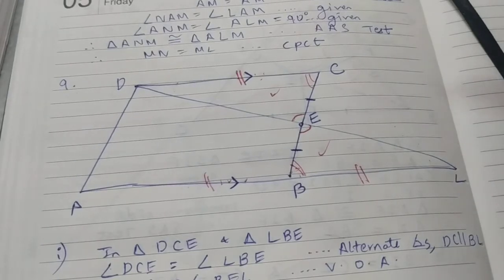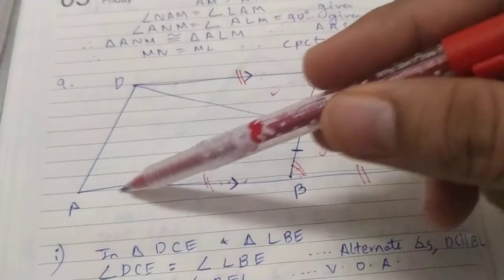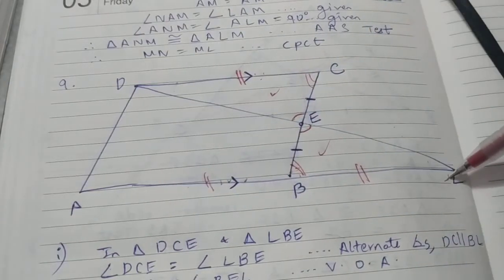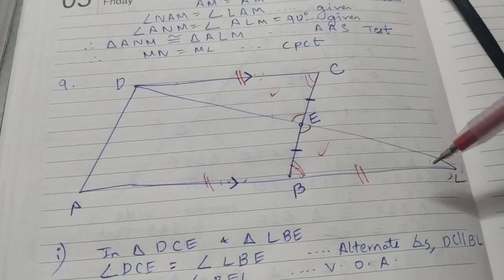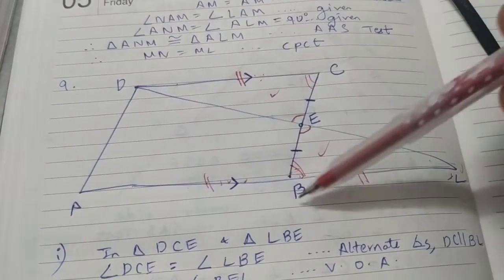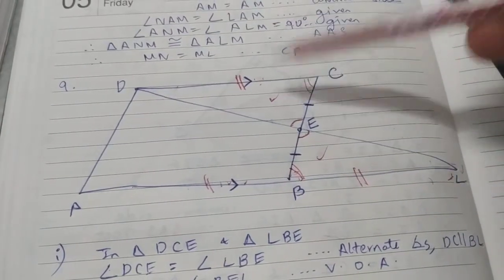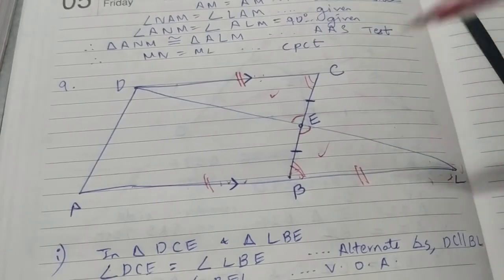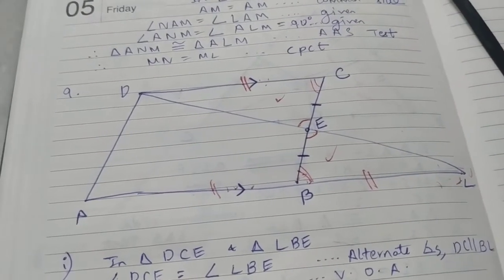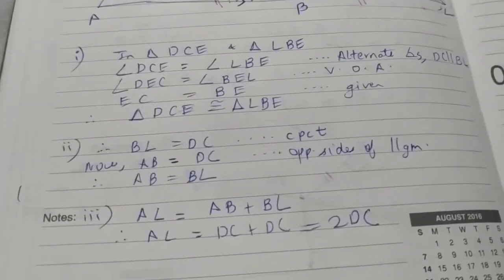Next, Roman number 3. AL entirely is nothing but AB plus BL. But AB is equal to DC and BL is also equal to DC. So I can say that AL is double of DC. So that's Roman number 3. And these are the steps.